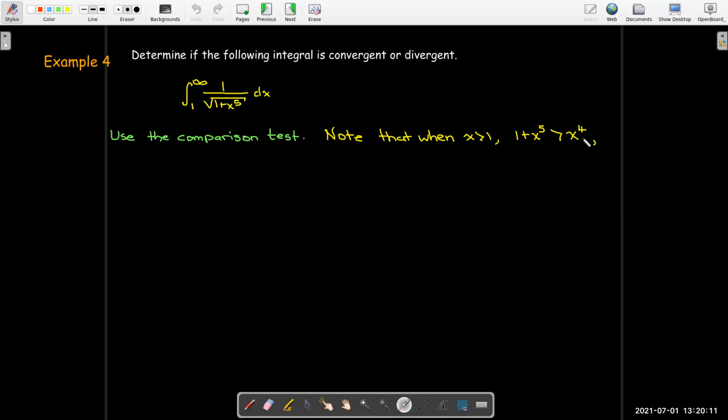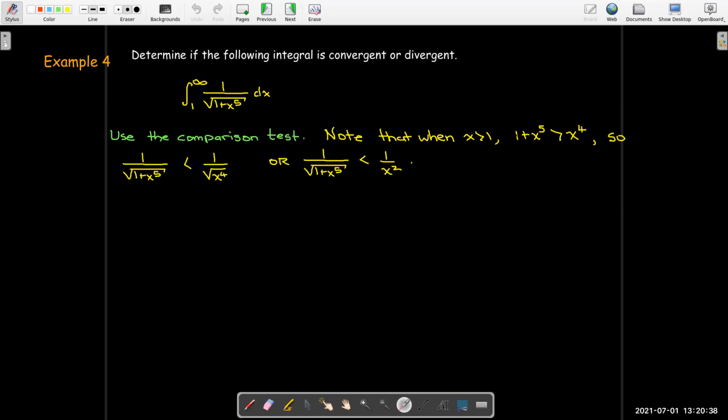Why would I say that? Well, two reasons. That'll give me a nice even power under the radical sign. If I replace 1 plus x to the power of 5 with x to the power of 4 in my comparison, then I would get 1 over x squared, where I can use the p-test.